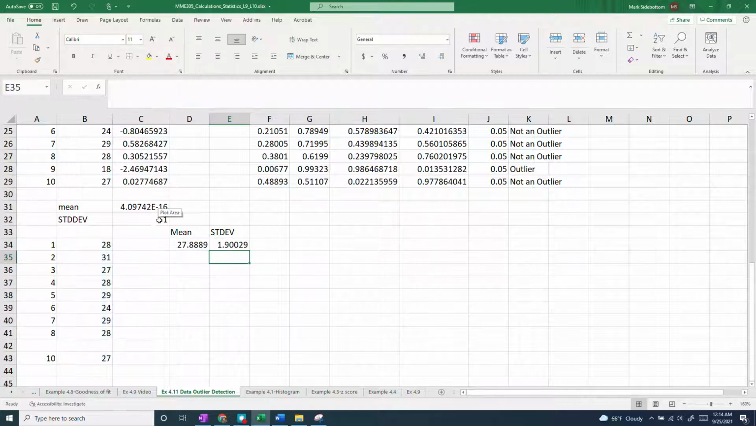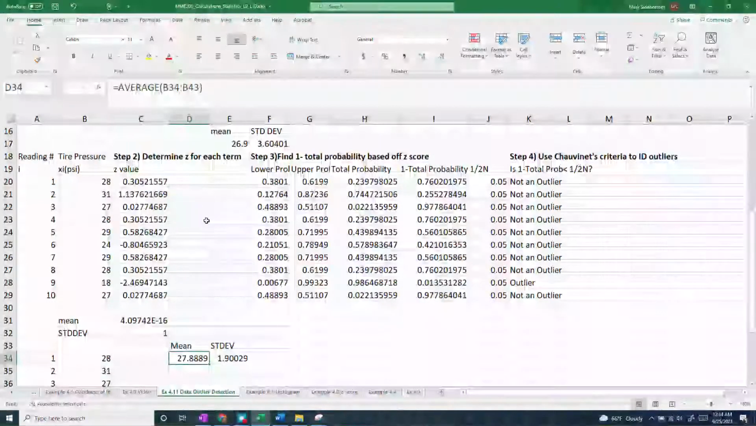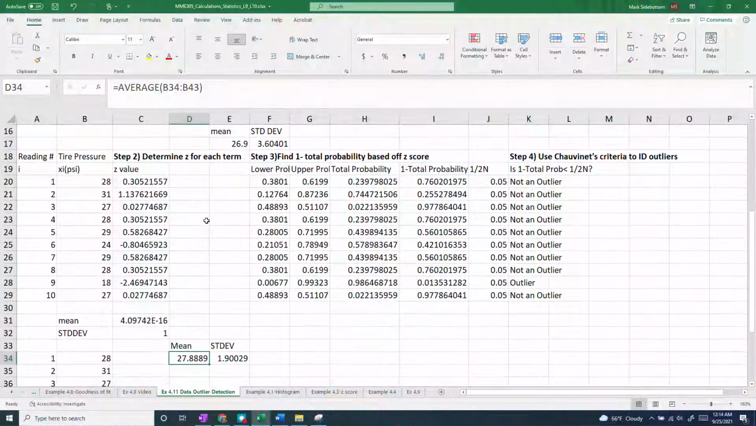What you'll notice is that once you remove the outlier, our mean went up from 26.9 to 27.9, and our standard deviation decreased a ton. It went down to only a standard deviation of 1.9. So identifying outliers and eliminating them can really affect your statistics.